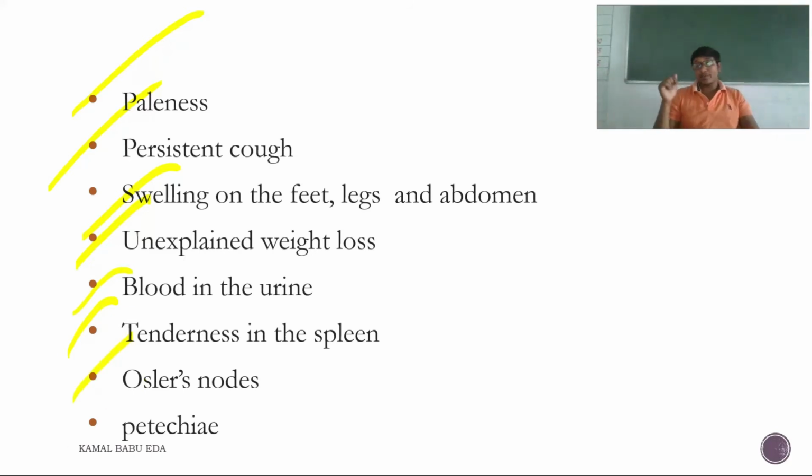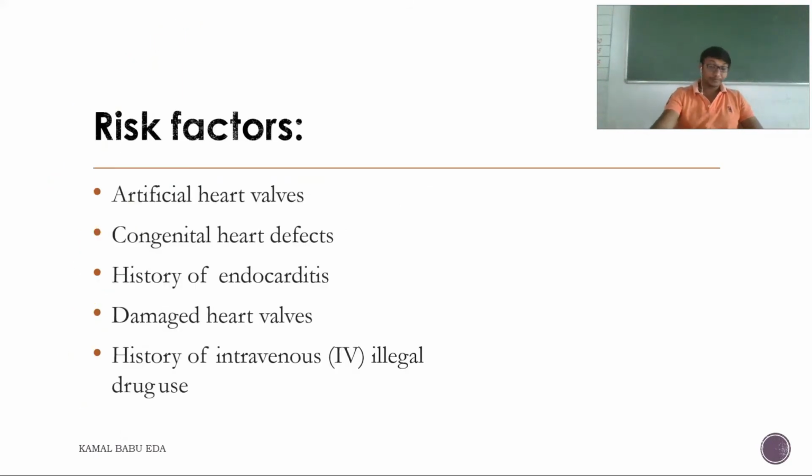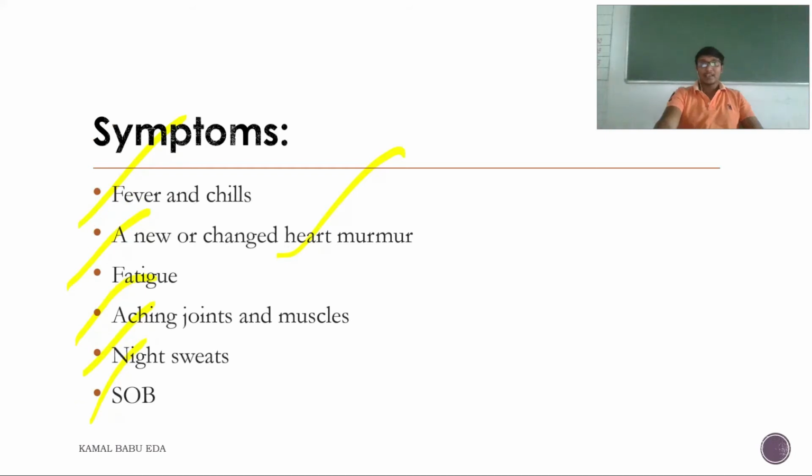You can also observe petechiae. You can see petechiae in the dengue condition also. So here you will find some red spots on your body. They are ready to bleed whenever there is some kind of platelet dysfunction. So these are some of the clinical signs and symptoms of endocarditis.